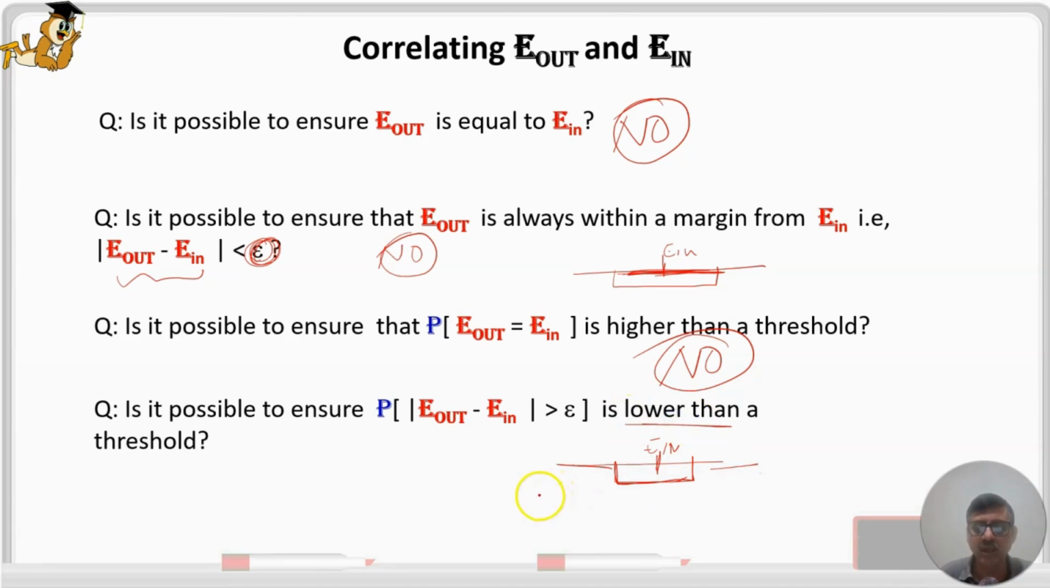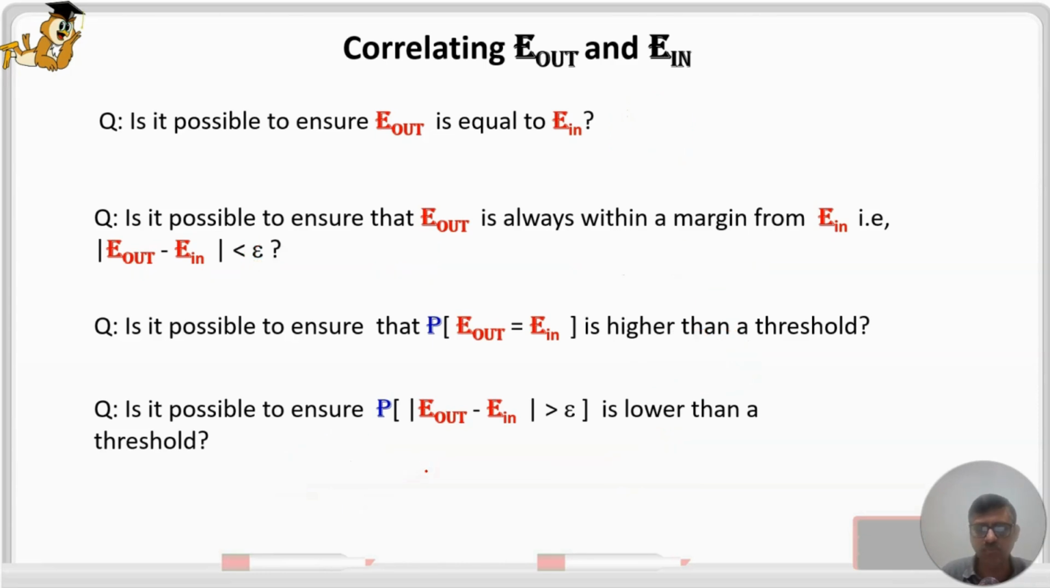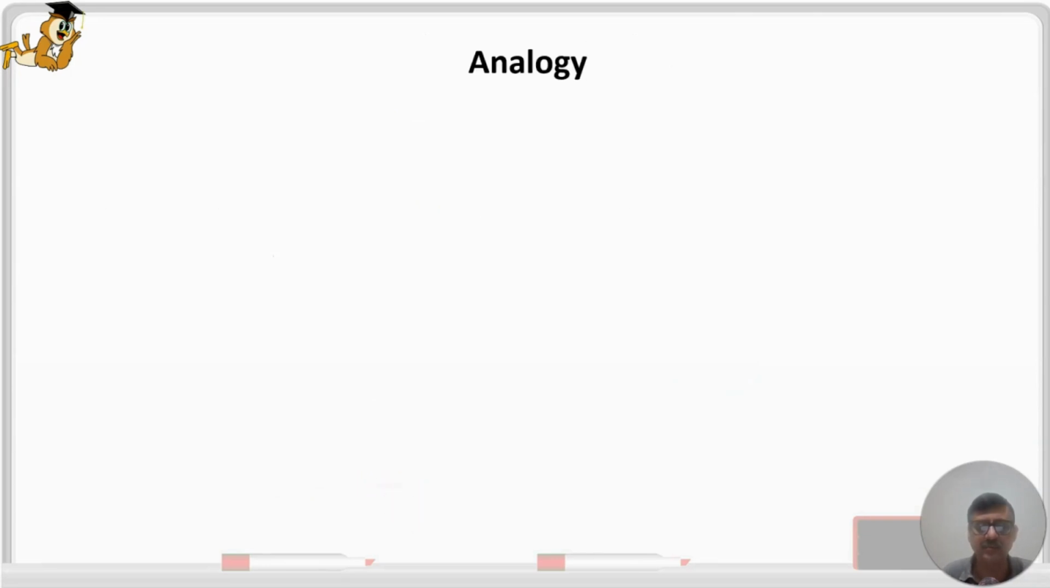Is that possible? And it turns out that under certain conditions, the answer to this question can be a yes. So you can actually make the probability of absolute E out minus E in greater than epsilon lower than a threshold. This is possible under certain situations, and this is the idea underlying the PAC theory. Now, because this idea is so important, I want to move on to an analogy. Let's understand this with an analogy.